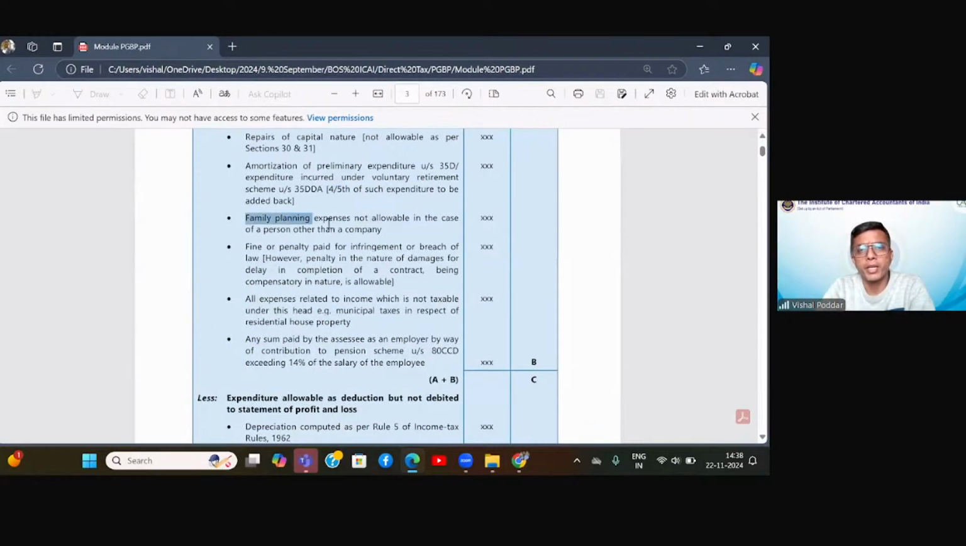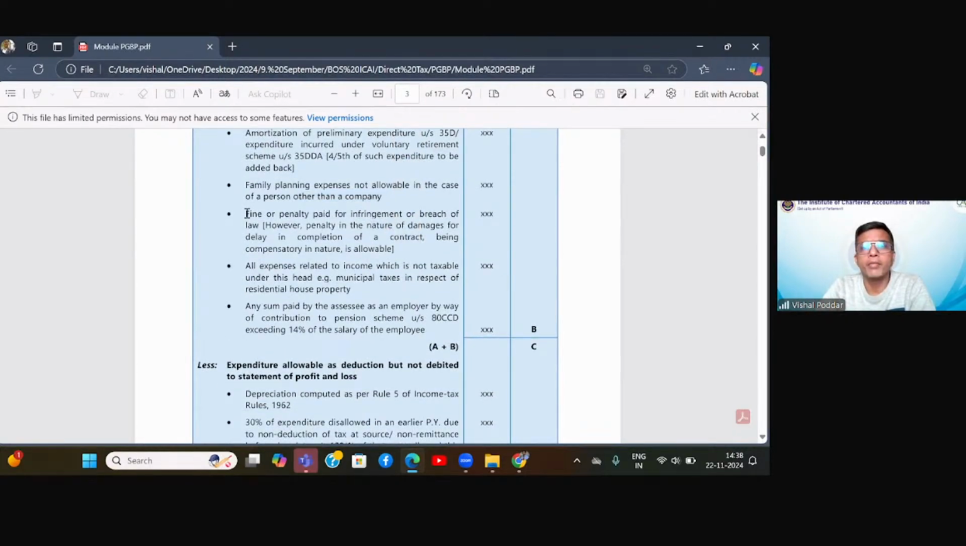Similarly, family planning. When it is not allowed, nothing is allowed if the person is not a company. Because if you remember, when we discussed family planning, there was a rider that it will be allowed only if you are a company. So if you're a person other than a company, entire family planning, whether revenue, capital, nothing is allowed, not 1/5, nothing.